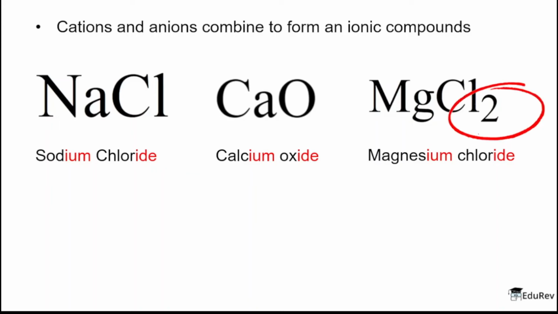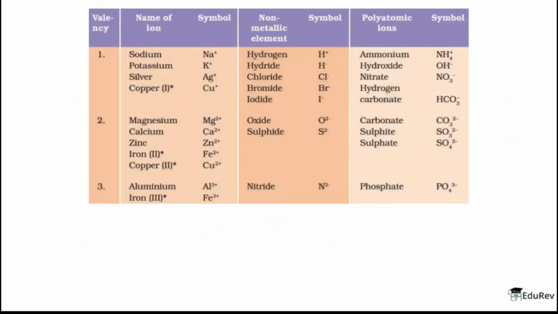Now let's talk about this 2 which is hanging out here in MgCl2. Well, this 2 is because of the charges. There is a table in NCERT which you absolutely have to remember, and remember the charges that every metal or non-metal has. It's clear to understand how non-metals are always going to have a negative charge, metals are always going to have a positive charge, but what amount of positive and negative charge they have, that is something which you have to remember. Now, in case of, let's say, magnesium and chloride, magnesium has a positive charge of +2, whereas chloride has a negative charge of -1.